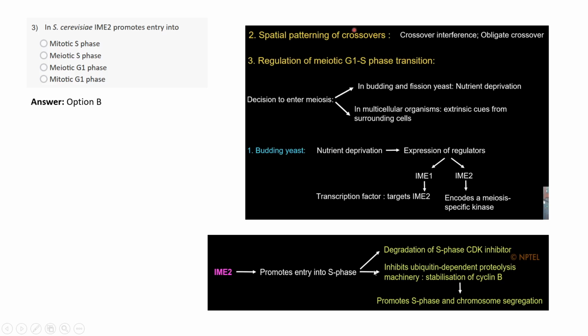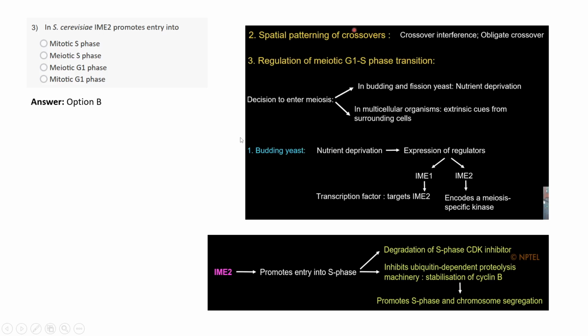IME2 will degrade the S phase CDK inhibitor first, the inhibitor which is inhibiting the CDK cyclin complex. It will also inhibit the ubiquitin dependent proteolysis mechanism, and cyclin B will get stabilized. If there is cyclin B stabilization, then the cell will undergo meiosis, and the ubiquitin mediated degradation will be happening. That is how it will promote the S phase and chromosome segregation. So these are the roles of IME2. It will first act on the inhibitor, and it will also stabilize cyclin B.